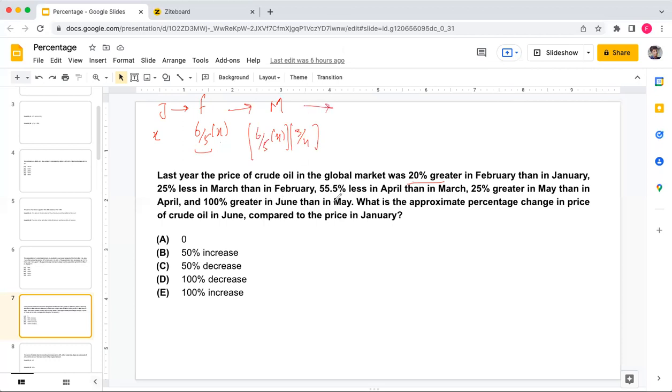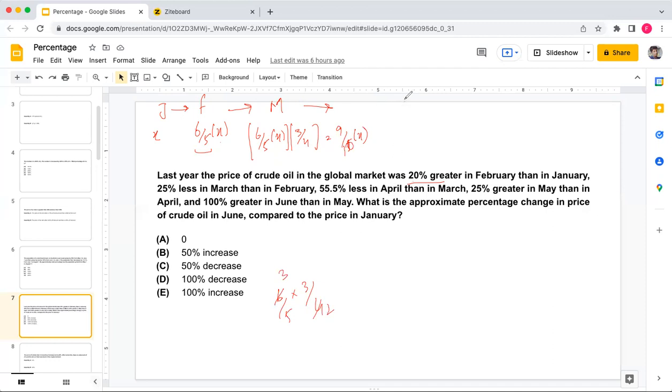Then afterward, there is a 55.5% decrease. How can I write a 55.5% decrease? First, simplify this. We have 6 by 5 into 3 by 4. So this will be 2, this will be 3, so this will be 9 by 10x. Yes, 9 by 10x.